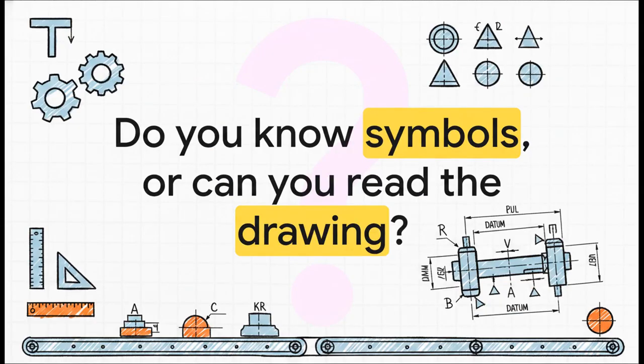But before we go any further, I really want to start by asking you this crucial question. Do you just know the symbols, or can you actually read the drawing? Because let's be honest, memorizing that a perpendicularity symbol looks like an upside-down T is vastly different from understanding how an entire part actually goes together out there on a manufacturing floor. Real-world engineering requires you to understand the living, breathing relationship between your dimensions, your datums, and your geometric controls all at the exact same time.